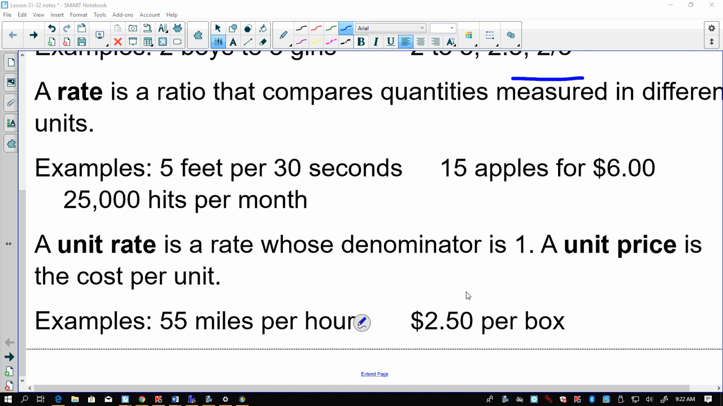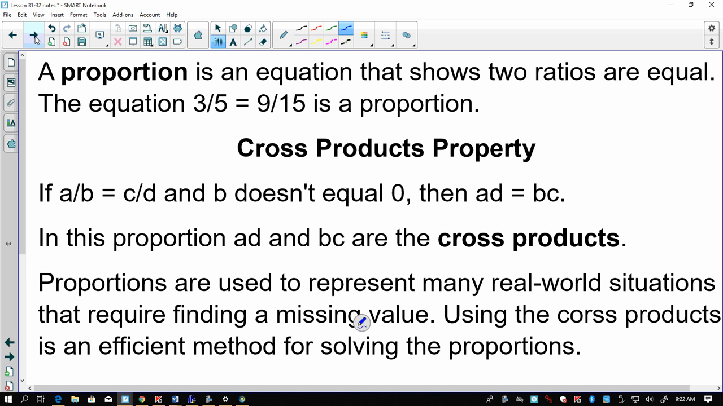A unit price is the cost per a single unit. Miles per hour is a unit rate because we're talking about how far we're going to go for a single hour. $2.50 per box, how many boxes are we going to buy? So on and so forth. Proportions is the comparison of two ratios.